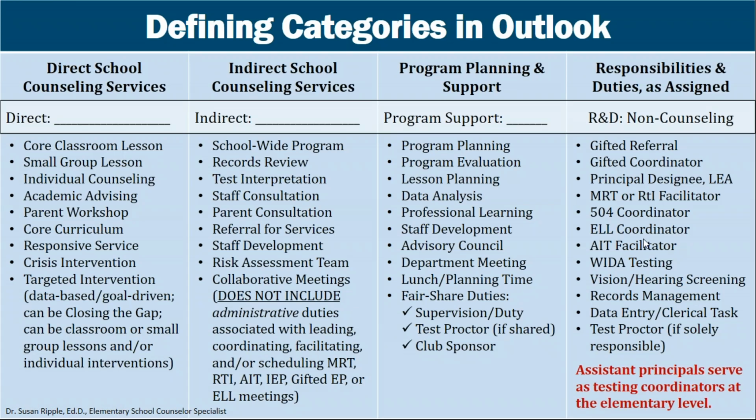And so this is a list of services that our district came up with for this presentation to help us categorize our time. And so we focused on those four main areas: direct school counseling services, indirect school counseling services, program planning support, and then responsibilities and duties as assigned. So that's a lot of that non-counseling or shared responsibility. And this is going to be one of the handouts that's available. So if you want to have a hard copy or an electronic copy, you'll be able to do so when you're creating your categories within your Outlook calendar.